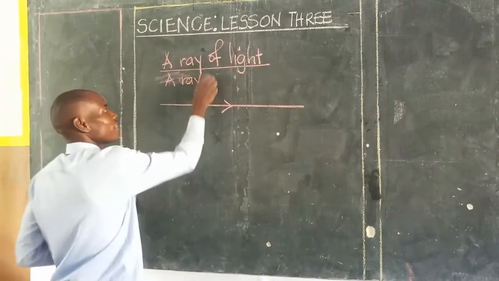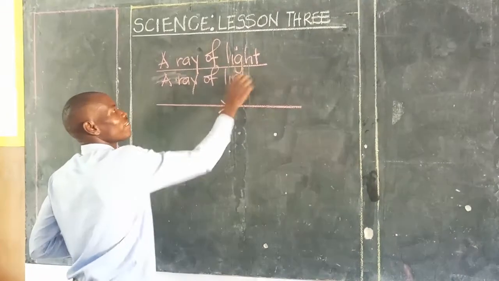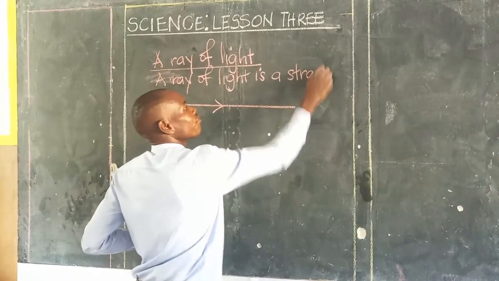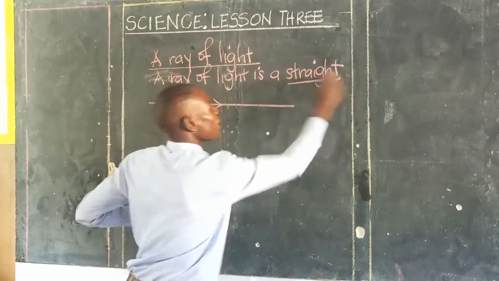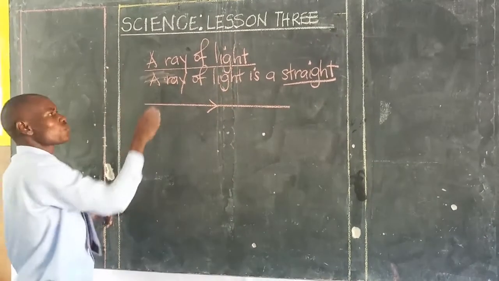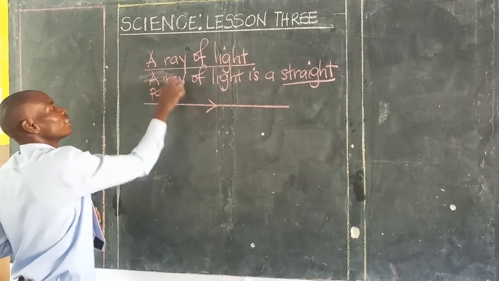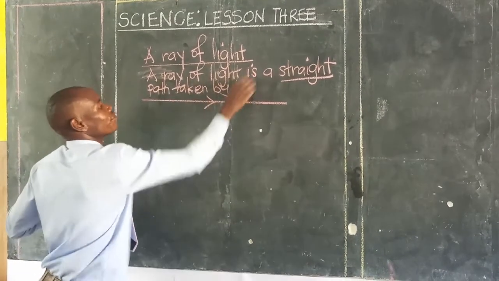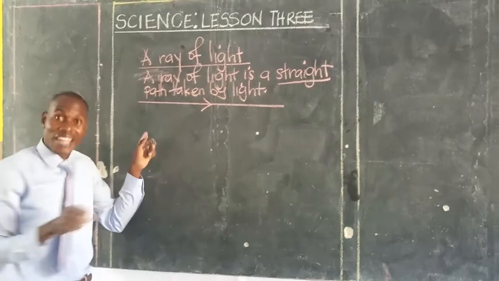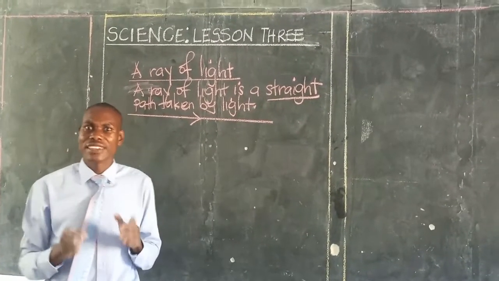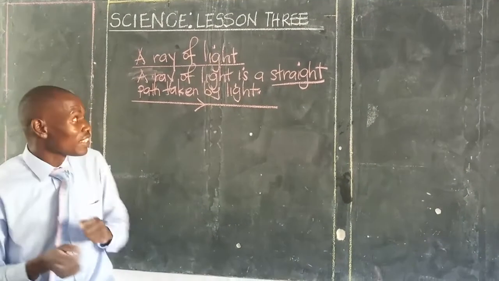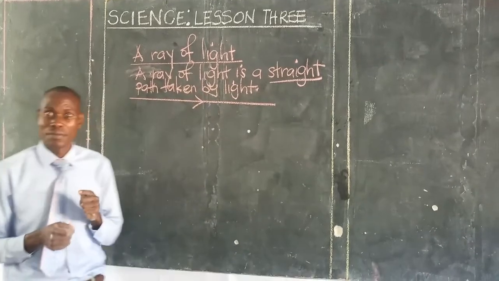A ray of light is a straight path. Take note of the word straight. Is a straight path taken by light. Boys and girls, a ray of light is a straight path taken by light. Are we together, boys and girls? I can see you are listening and following attentively.